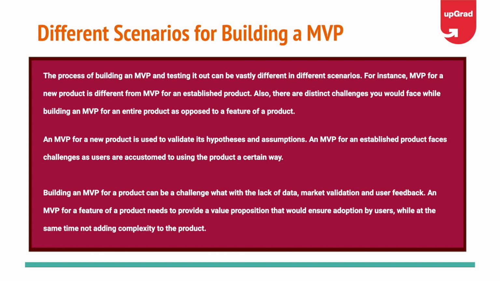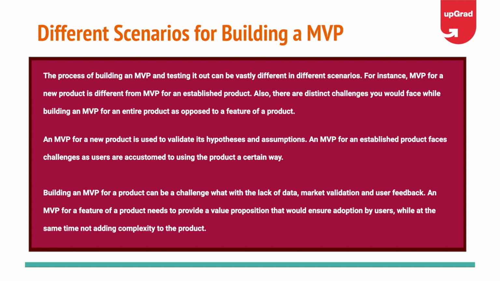The process of building an MVP and testing it out can be vastly different in different scenarios. For instance, MVP for a new product is different from MVP for an established product. We saw that difference in the example of both Zappos and Airbnb, which were MVP for a new product, and in the case of the restaurant example, where it was MVP for an established product. Also, there are distinct challenges you would face while building an MVP for an entire product as opposed to a feature of a product.